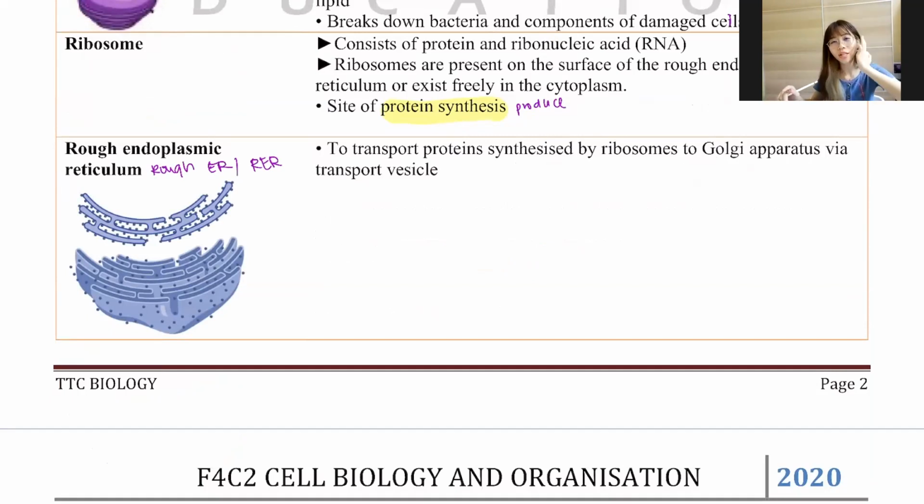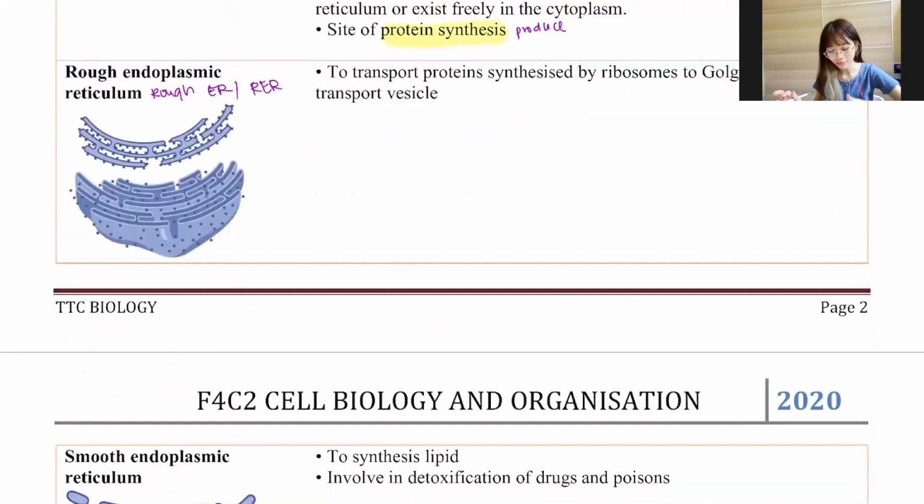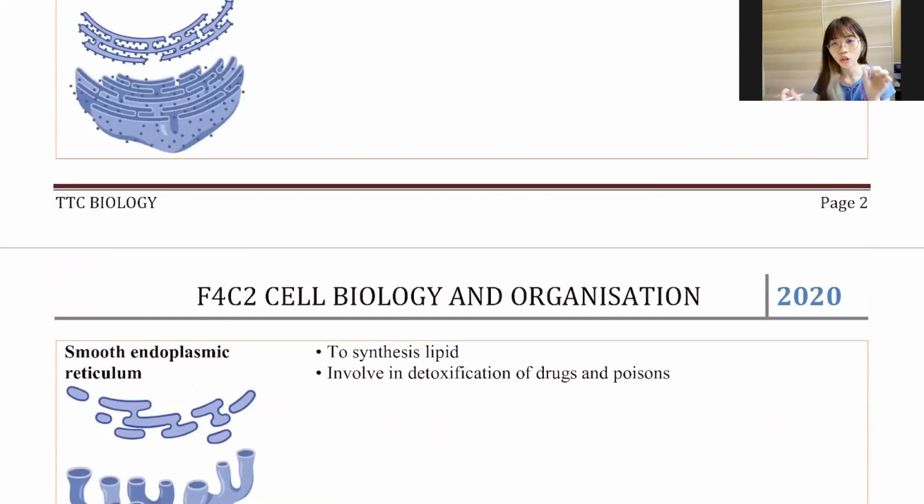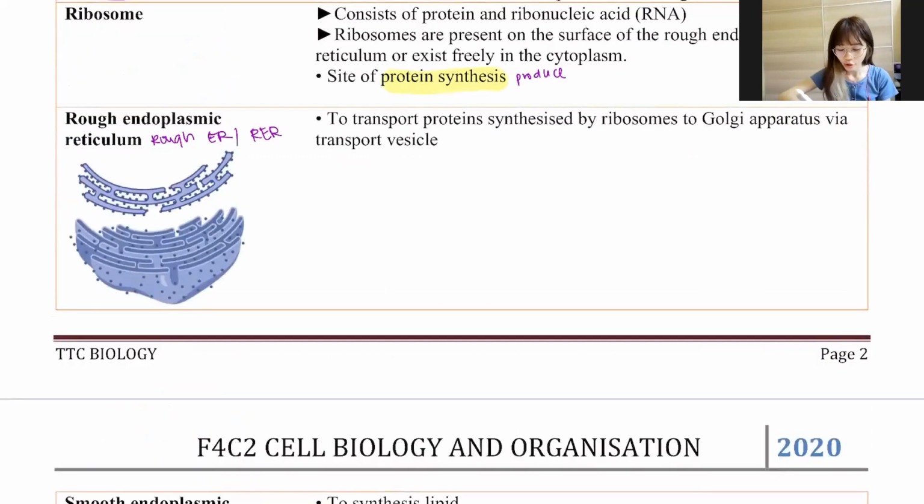We have two types of endoplasmic reticulum. One is rough, one is smooth. Can you see? The difference is what? The rough one on top has dot, dot, dot, dot. These dots are basically the ribosomes. So the ribosome is attached to the rough endoplasmic reticulum, which makes it rough. Ribosome is on top of the rough ER to make it rough.